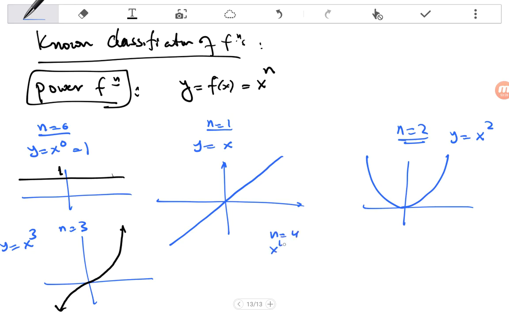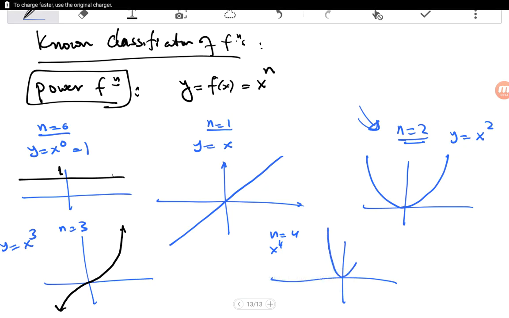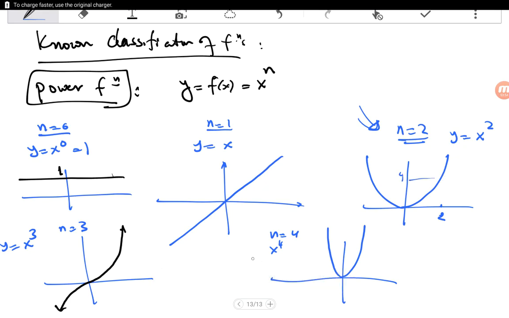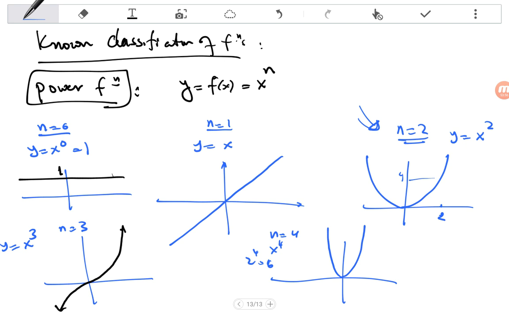N is equal to 4, which is x power 4. The graph of x power 4 is just like the graph of x squared, but it is just thinner like this. Why? Because if I have an input of 2, the output will be 4 in this function. But for this function, the output will be 2 power 4, which is 16. For the same input 2, it will be 16 instead of 4. So it will just be thinner like this.